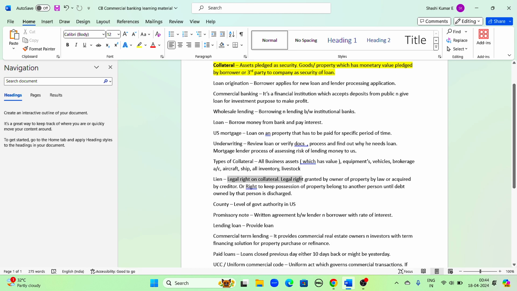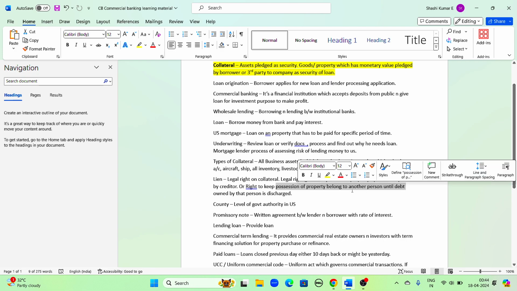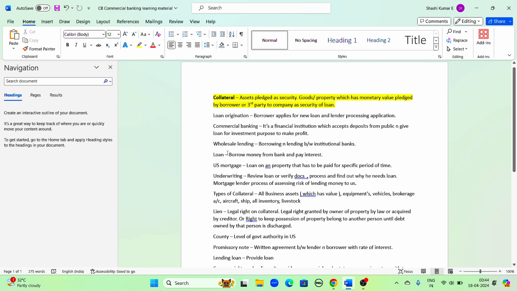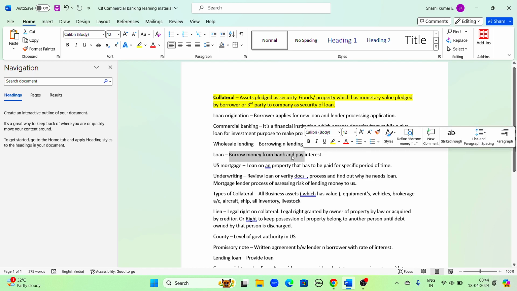What is a lien? A legal right on a collateral. A legal right granted by the owner of the property, by law or acquired by a creditor, or the right to keep possession of property belonging to another person until the debt owed by the person is discharged. I'm just repeating once again, collateral is where we are pledging the assets as the security. That is what collateral means. And what do you mean by loan in simple words? We borrow money from the bank and pay the interest. It is a loan.